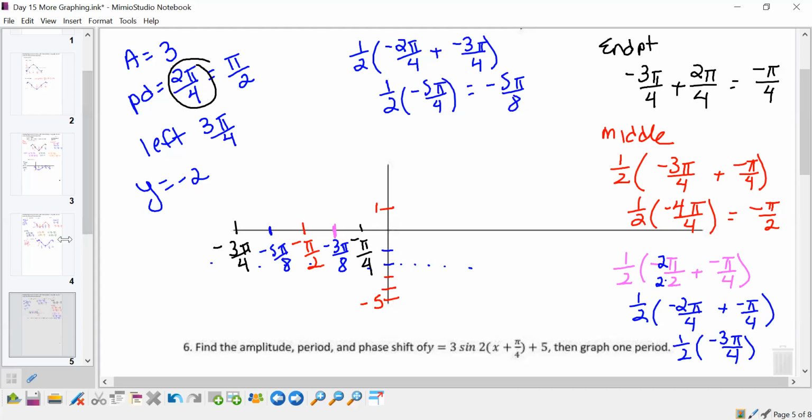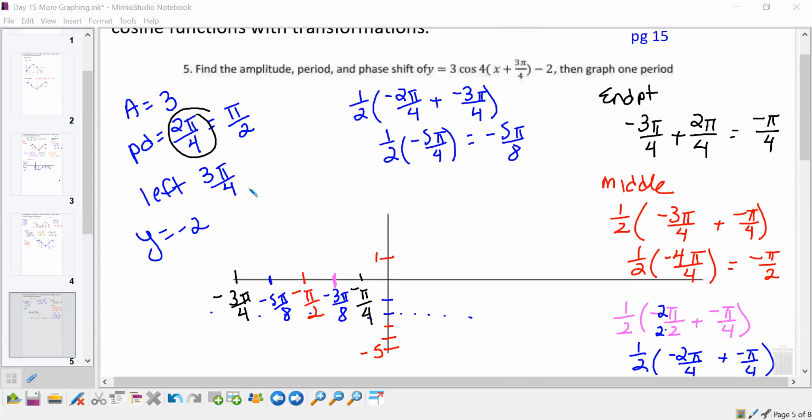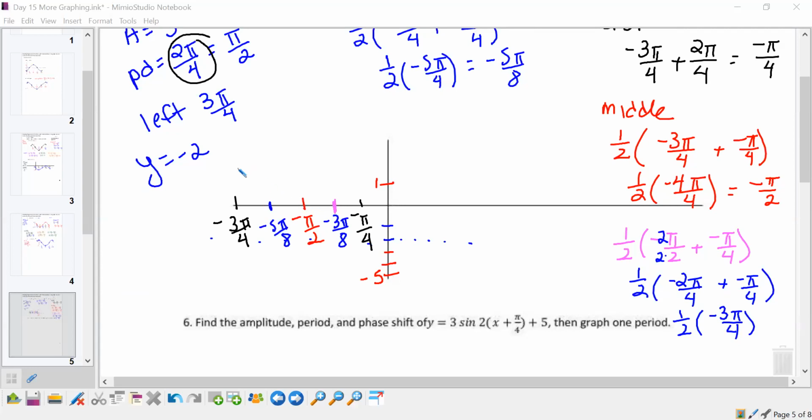All right. Now our points. What is this equation? Cosine not reflected. Maximum, middle, minimum, middle, maximum. That was a hard one.